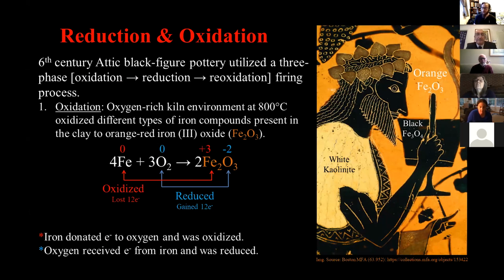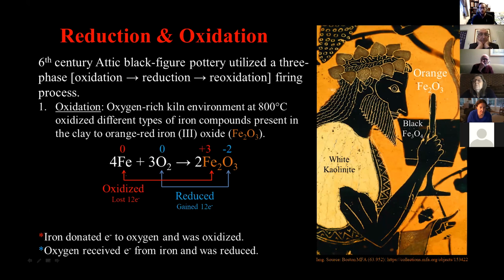So one process that is really influenced by oxidation or reduction is one of my favorite art styles, which is black figure pottery. It's really phenomenal. And the fact that they figured this out in 700, 600 BC is just phenomenal. So we can look at the first step of this, which is oxidation. This is a 3-phase firing process. It goes oxidation, reduction, and reoxidation, not redox, but reoxidation for your third step.